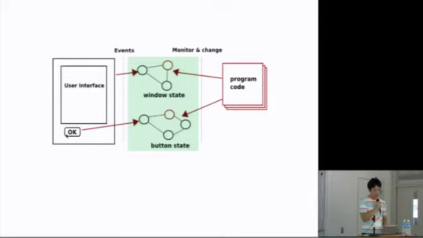He also defines a state machine here. So when the user pushes the button, the event will trigger a state transition, and the transition can drive the program code to do something, for example network access or database access. So the basic idea is the state machine connects both the user interface side and the program code, the business logic part.